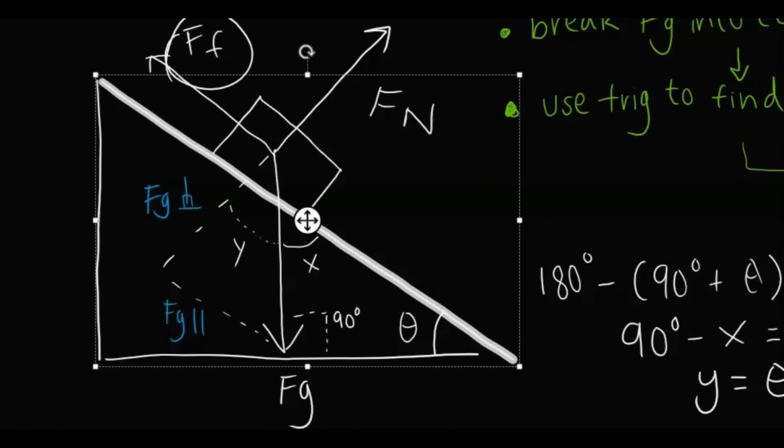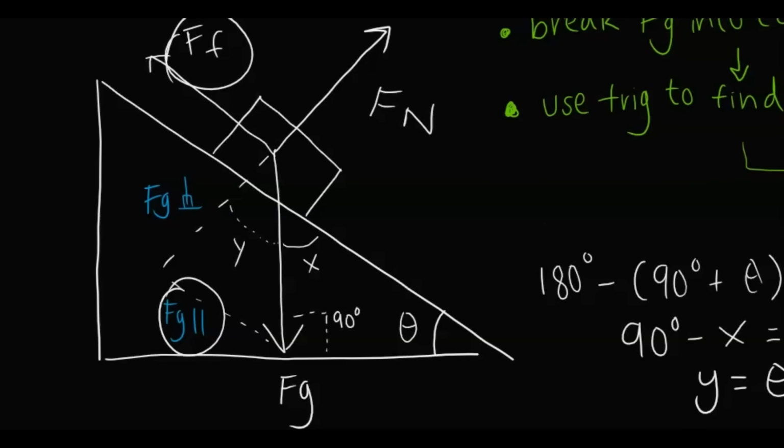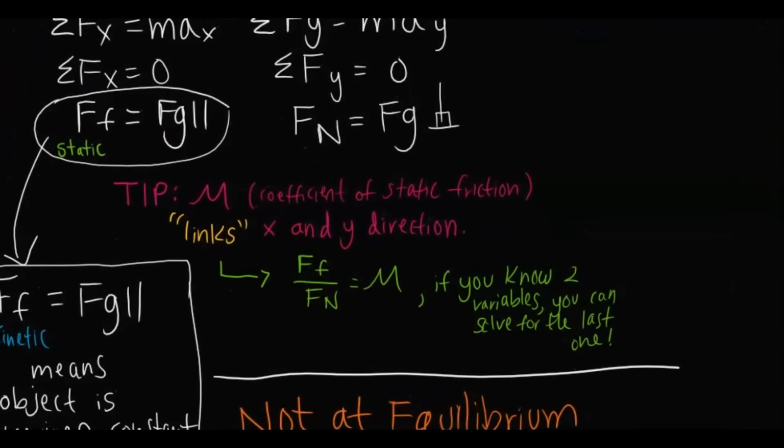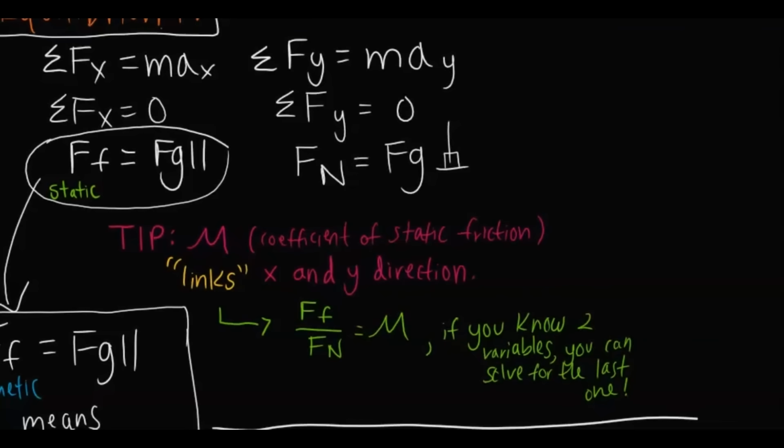So FG is acting in the x, FG perpendicular is acting in the x, Fn is acting in the y, and FG perpendicular is acting in the y. So here's a problem solving tip. Mu, the coefficient of static friction or kinetic friction, sort of links the x and y directions. So force of friction over Fn equals mu. So if you know two of the variables, you can just solve for the last one.